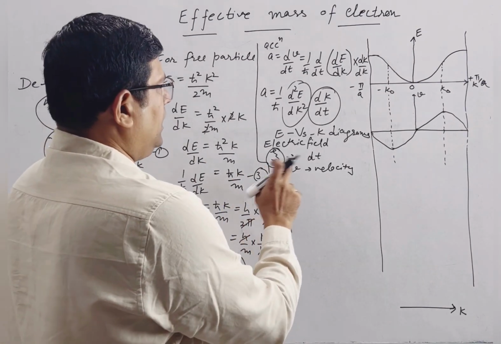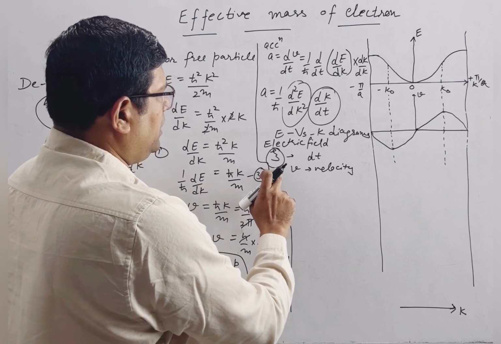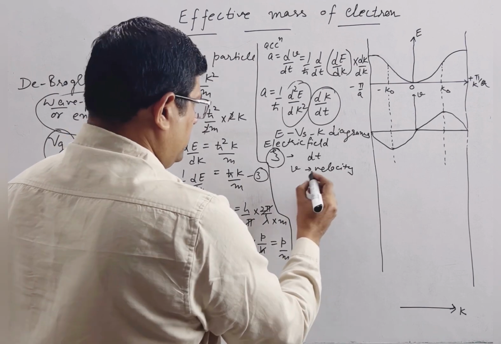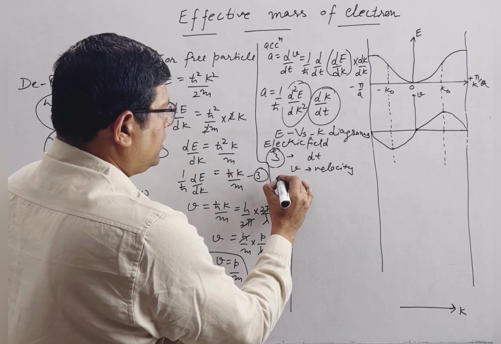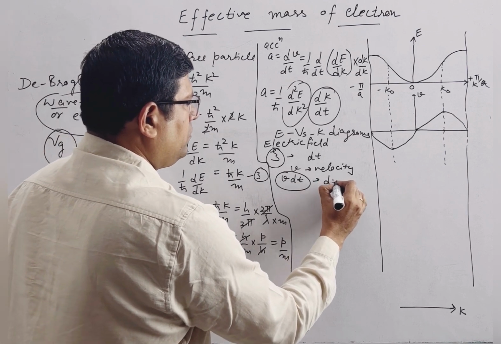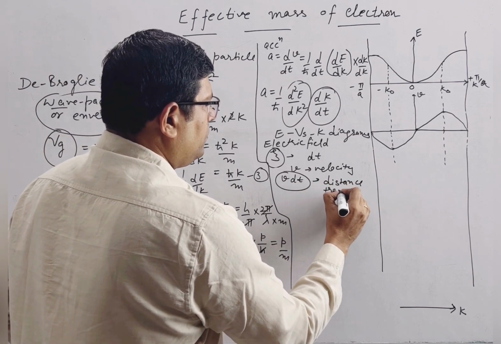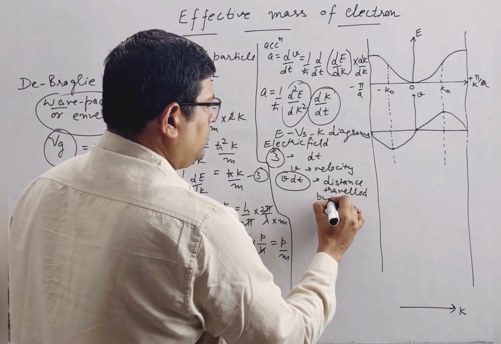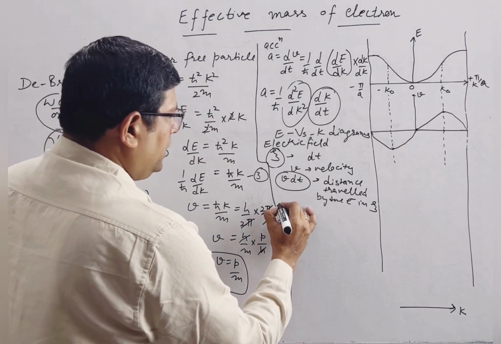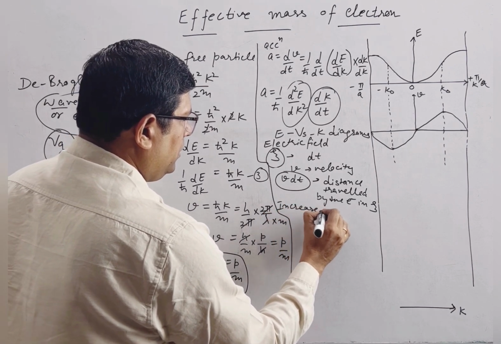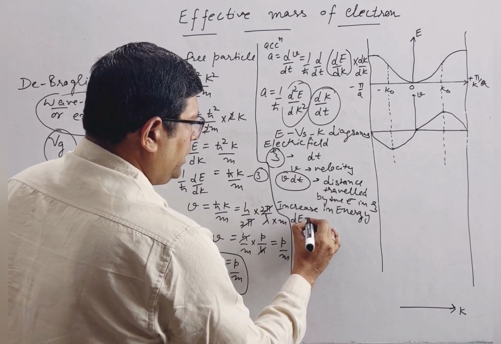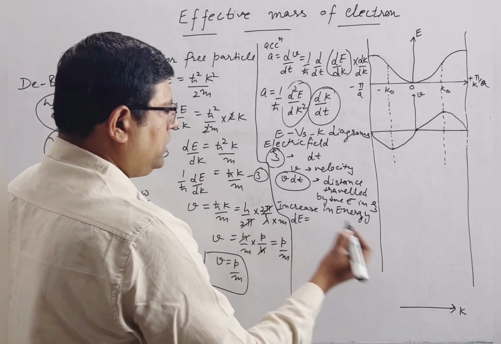So let an electron be accelerated in the electric field J for a time dt, and for that time v is the velocity. Now the distance traveled by the electron is v into dt. This will be the distance traveled by the electron in field J. Now the increase in energy, that is dE, will be given by force into displacement.